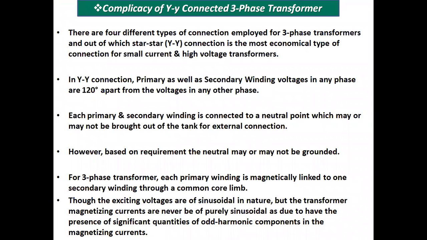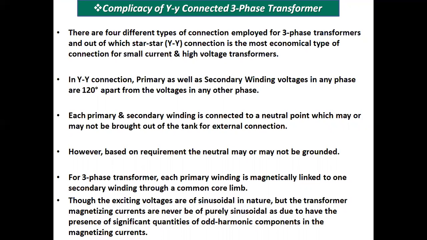Let's start with the complexity of the star-star connected Y-phase transformer. There are 4 different types of connections employed for 3-phase transformers, and out of these, star-star connection is the most economical type of connection for small current and high voltage transformers.